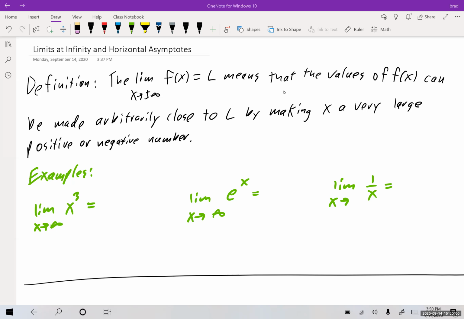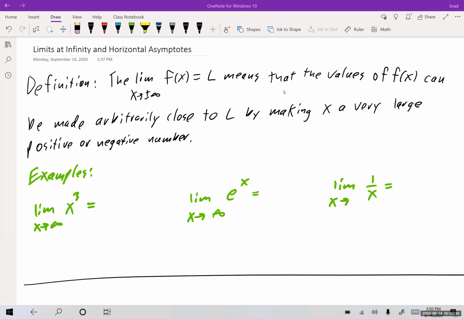The limit as x approaches plus or minus infinity of f of x is equal to L means that the values of f of x can be made arbitrarily close to L by making x a very large positive or negative number. So basically, as x becomes very, very large, or approaches a very large negative number, then if f of x approaches this particular number, we get to say that it is L.